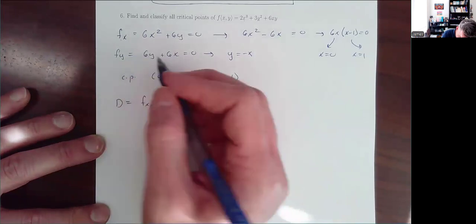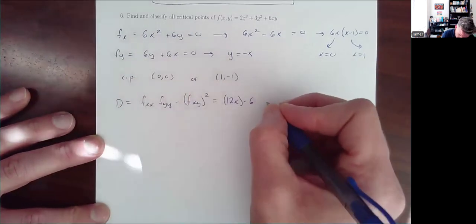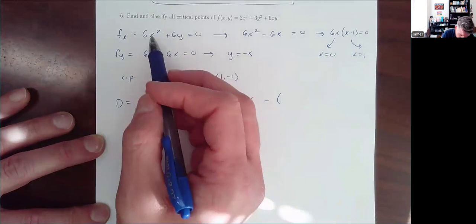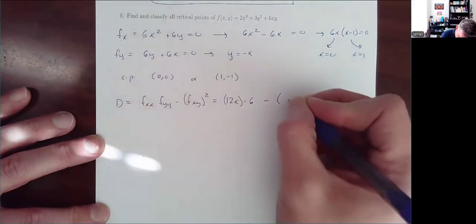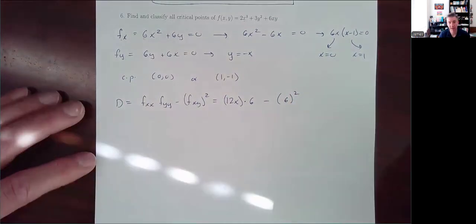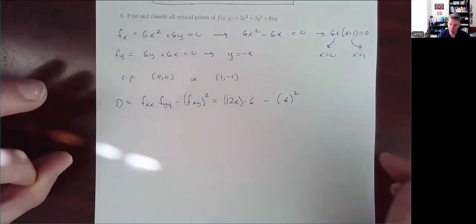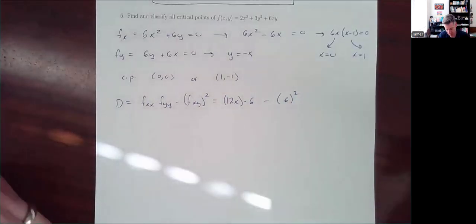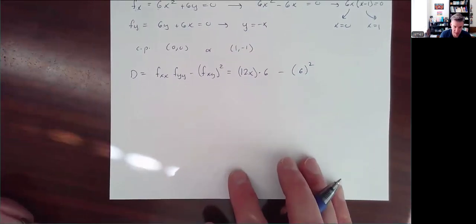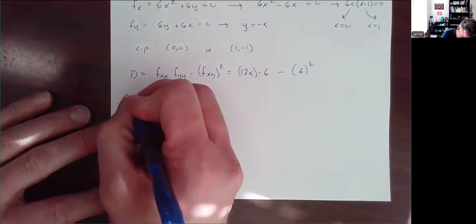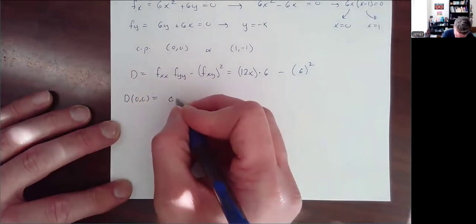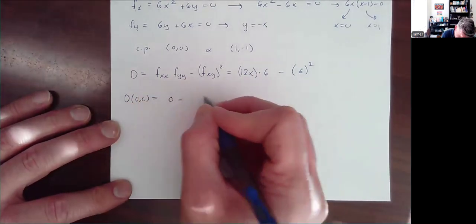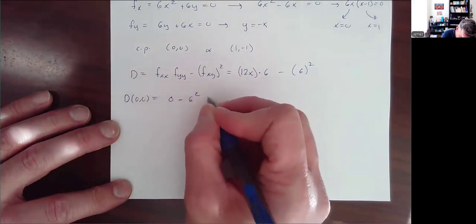fyy is going to be 6. And fxy, well, either way, fxy is 6 or fyx is also 6. I would not simplify this, even though it's really easy to simplify. It's probably okay here, but again, you don't really need to. So now let's figure out what's happening at 0, 0. If you plug in 0, 0, I get 12 times 0 times 6 minus 6 squared, which is negative 36.